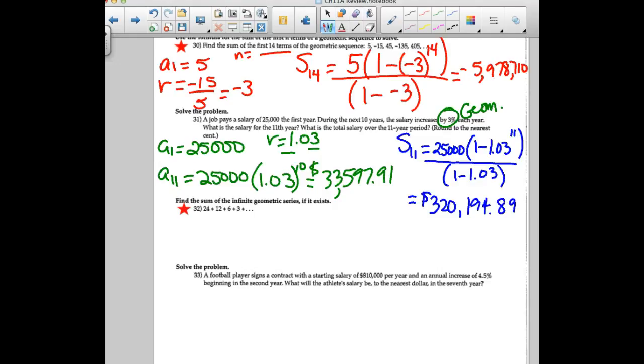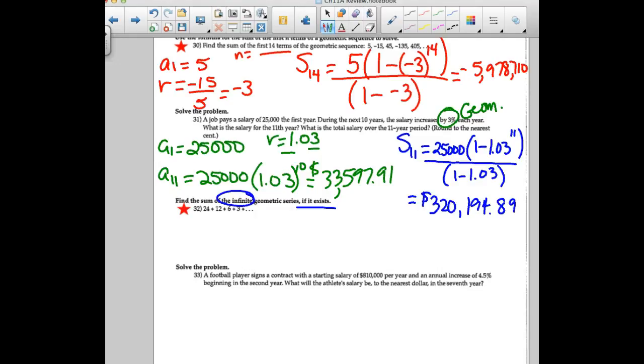Question 32, find the sum of the infinite geometric series if it exists. So 2 things here. It's infinite, and we have to check if it exists. Remember, infinite sequences that are geometric, we can only find their sum if the sequence converges, meaning the numbers keep getting smaller and smaller. So looking at our sequence here, we have 24, then 12, then 6, then 3. Since our numbers are getting smaller and smaller, it does converge. We can find the sum.